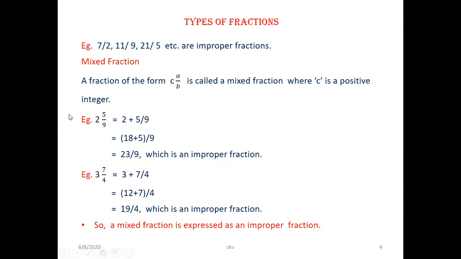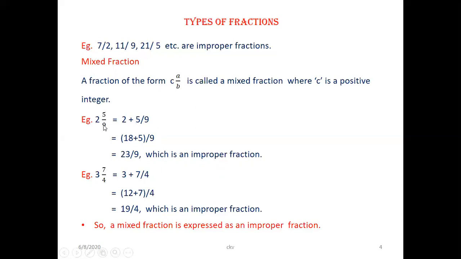See, in place of c here we have 2, in place of a we have 5, in place of b we have 9. So what do you mean by 2, 5 by 9? This is a mixed fraction. The meaning of this is 2 plus 5 by 9. If you add this, you get 18 plus 5 by 9, because 9 2s are 18, so 18 plus 5 by 9, which is 23 by 9.